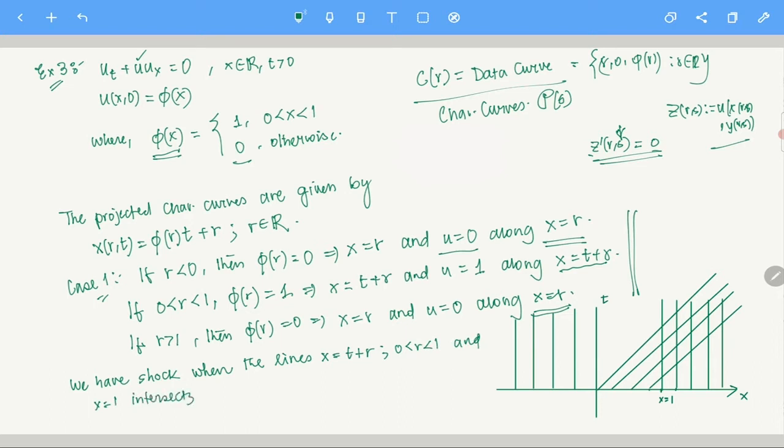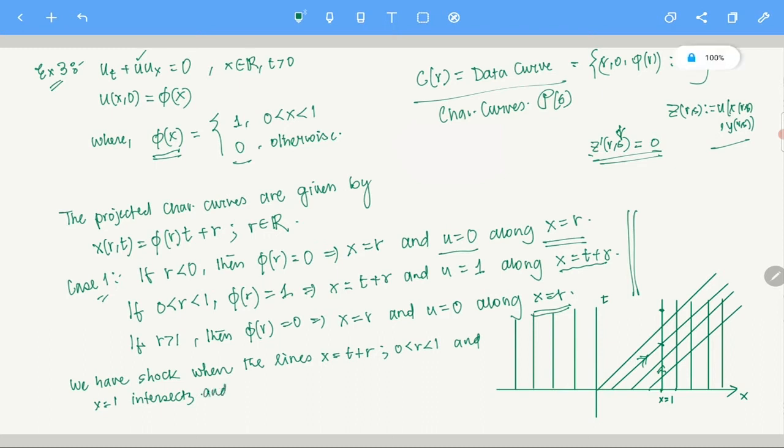Clear? Why shock? Because suddenly, for every point here, wherever they intersect, they are intersecting everywhere, right? On this line x equals 1, every point is getting intersected. So if you want to find the value of u there, what is going to happen? That will be a multivalued function, because along these characteristics u is going to be 1, and along these characteristics it is going to be 0, right? So this is kind of a shock curve, you can say. There is a shock here, and there is a rarefaction wave also.